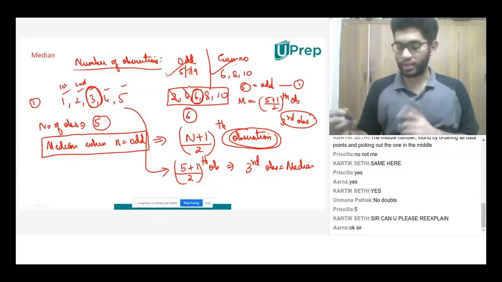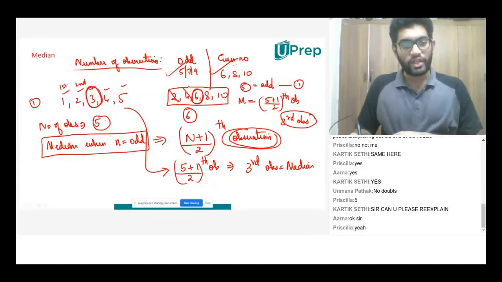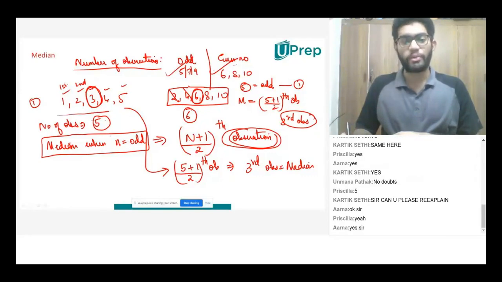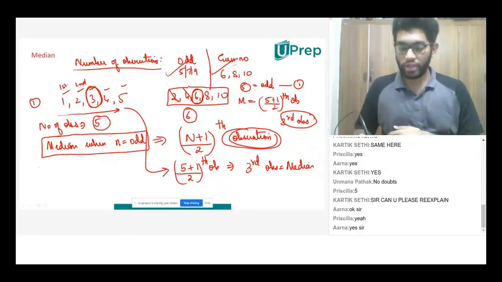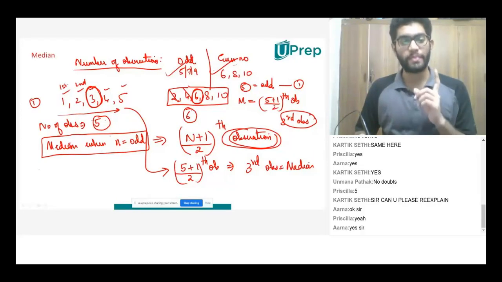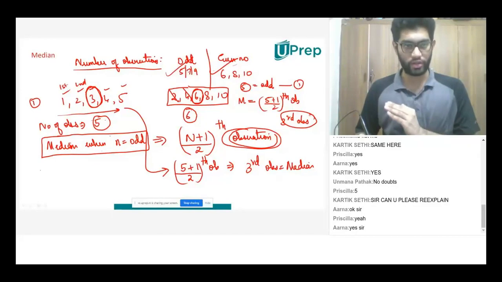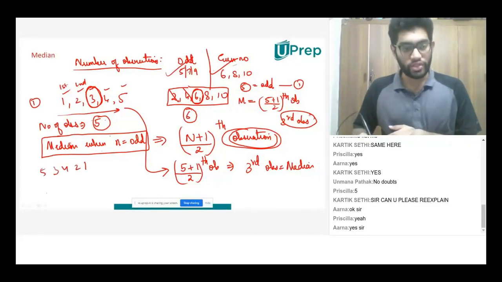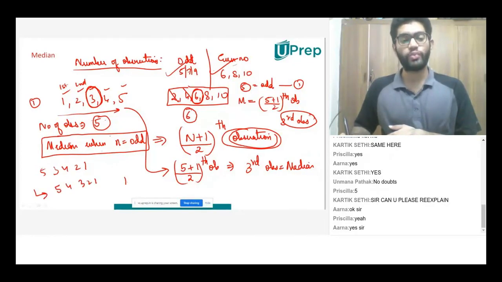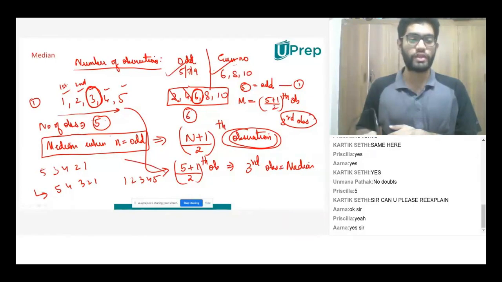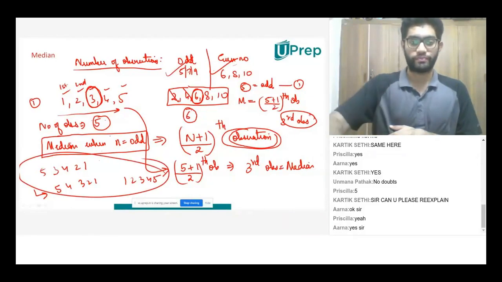Now, one last thing. Here I took numbers that were in AP, arranged in ascending order. Say numbers are not arranged in ascending order. The first step is to arrange them in either ascending or descending order. That means if the numbers were random, 5, 3, 4, 2, 1, I am first going to arrange them either as 5, 4, 3, 2, 1 or as 1, 2, 3, 4, 5. Is this very clear, guys? Yes, sir.